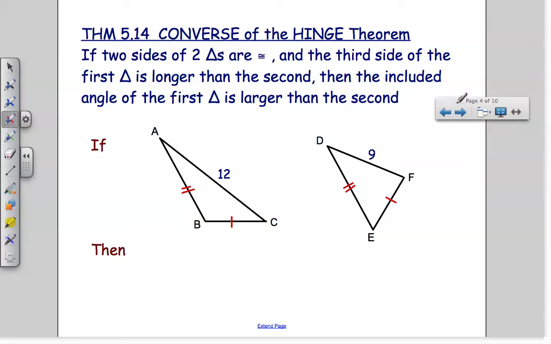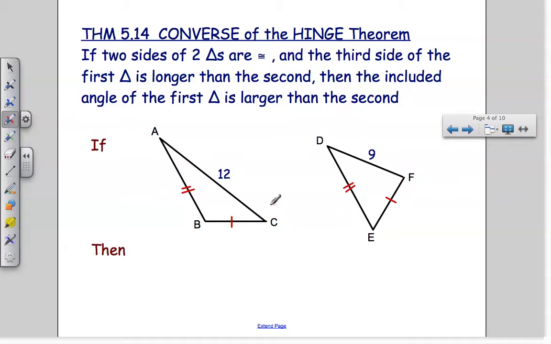And then we have the converse of the hinge theorem, which just reverses the way it's written. Here we have, if two sides of two triangles are congruent. So again, that condition has to be met. We have these two sides congruent. But in this case, we have the third side of this first triangle is longer than the third side here.